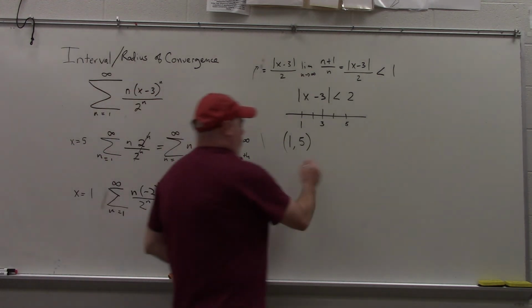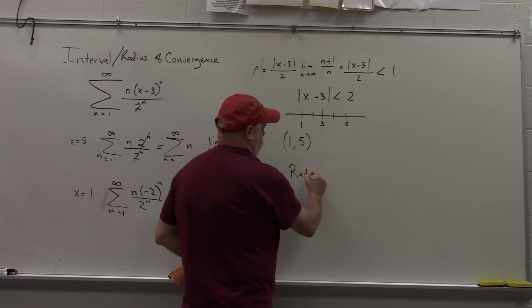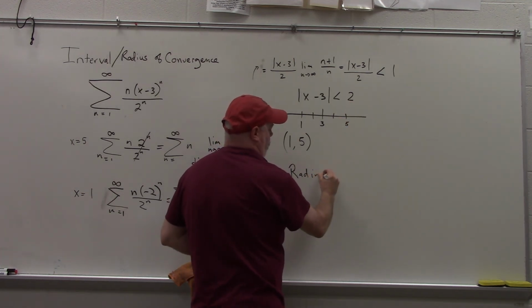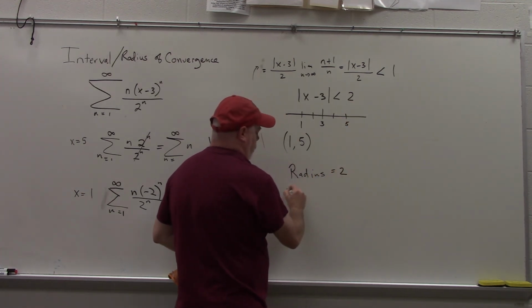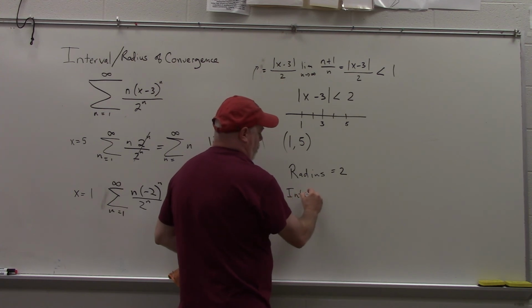All right, so in this case, we're done. The radius was back over here, and the interval is the open interval from 1 to 5.